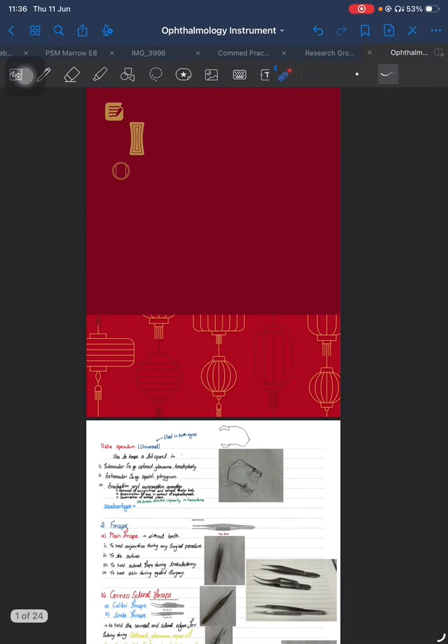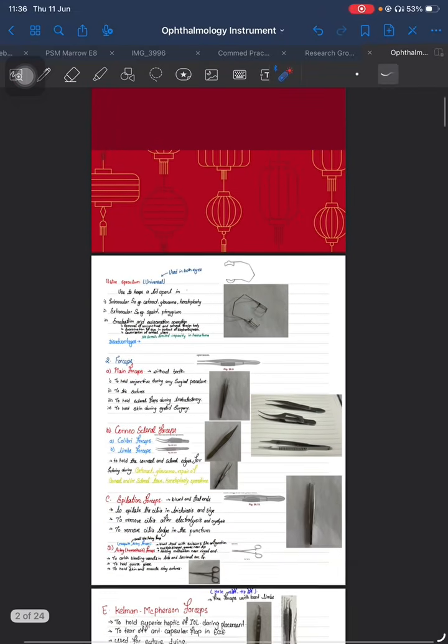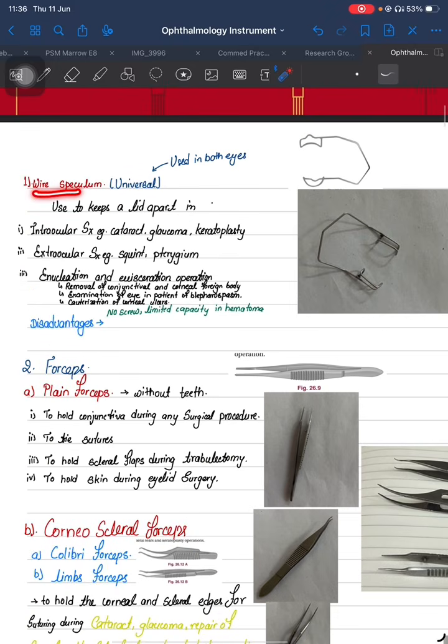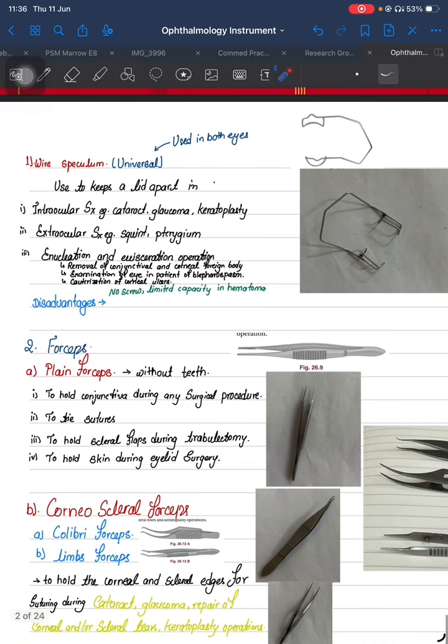Hello everyone. Today I am going to make a short video about ophthalmology instruments. At first, the wire speculum. The wire speculum is also called a universal speculum because it is used in both eyes. The uses of the wire speculum are that it is used to keep the lids apart in different surgeries.